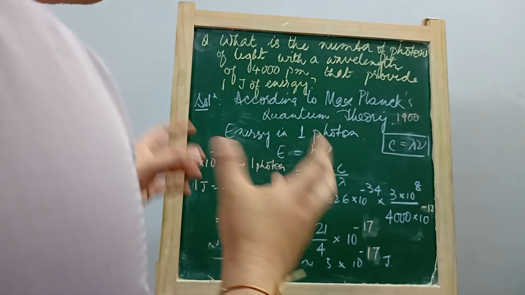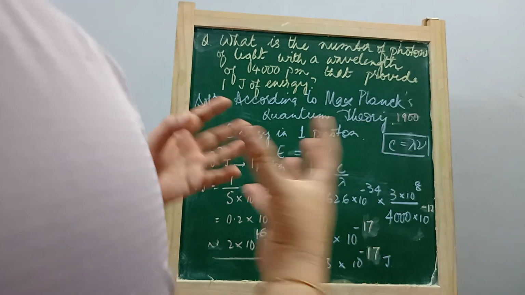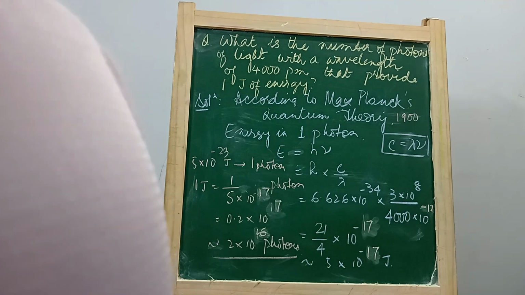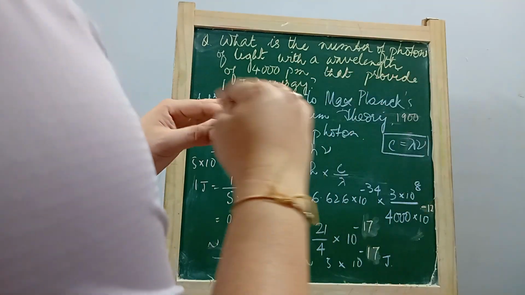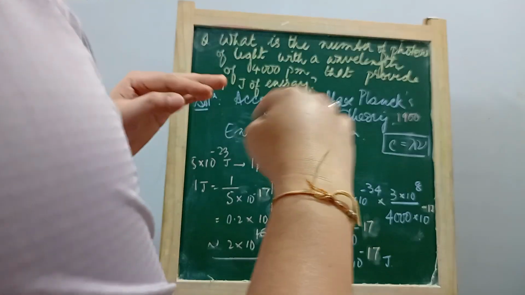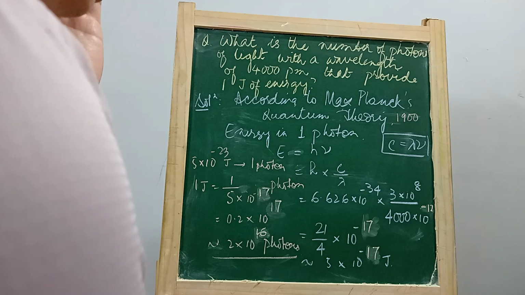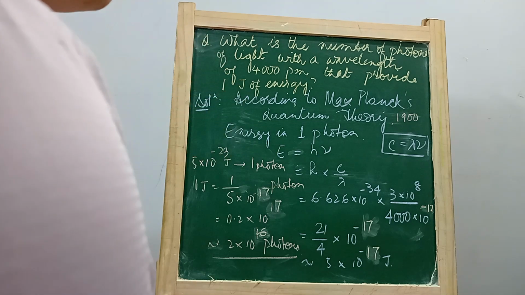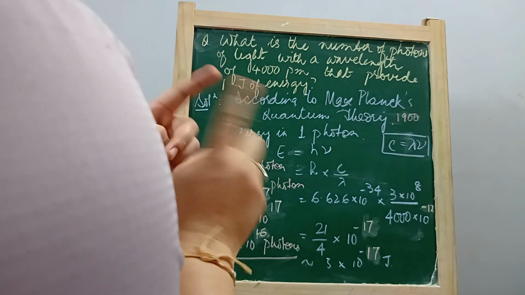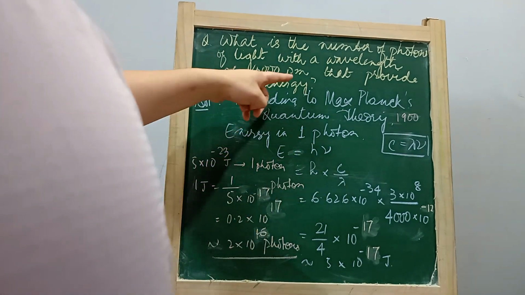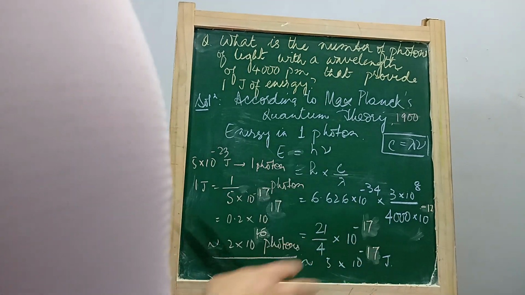So you have to calculate the number of photons. How many photons together will make 1 joule of energy, provided the wavelength that is associated with the electromagnetic radiation is 4,000 picometer. Pico is 10 to the power minus 12. So you need to understand the prefix. If you do not know that pico means 10 to the power minus 12, you cannot solve this problem.